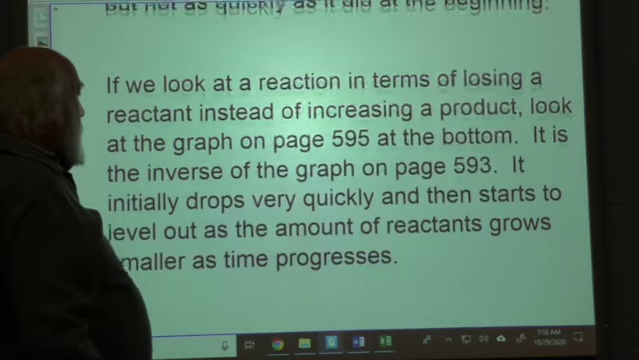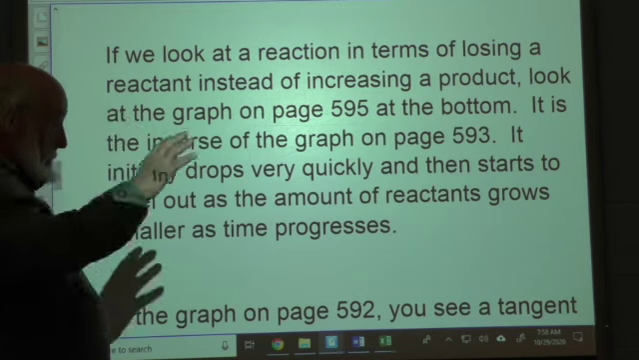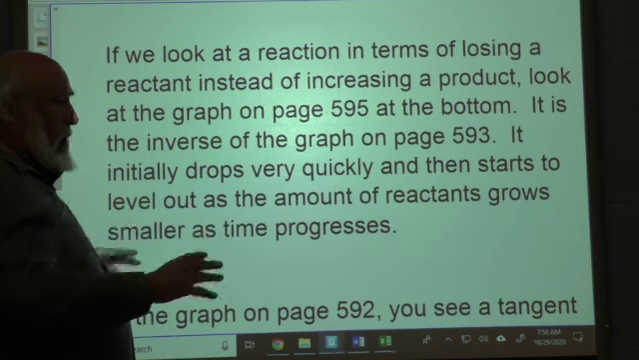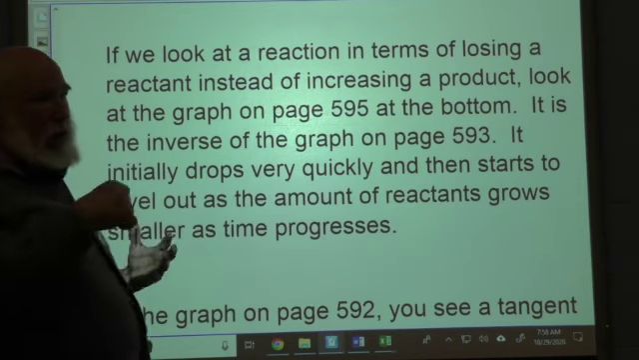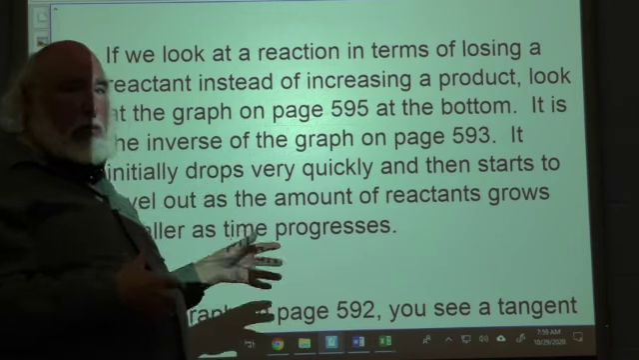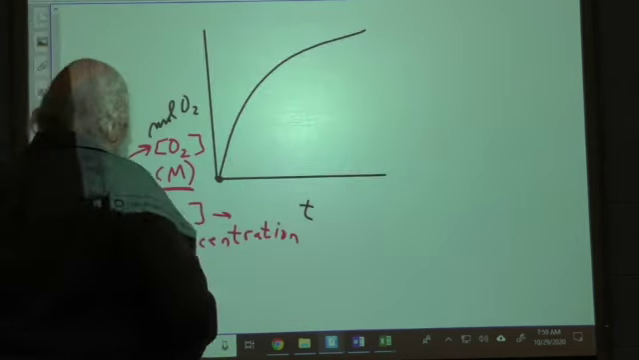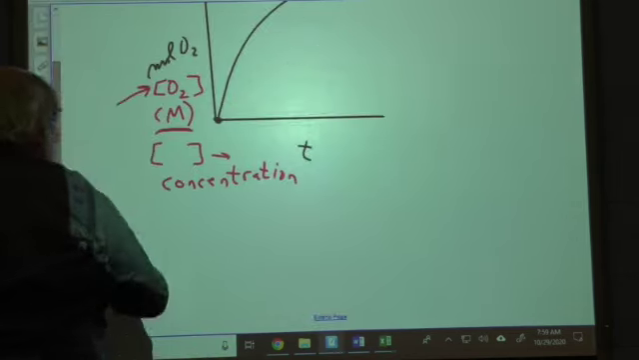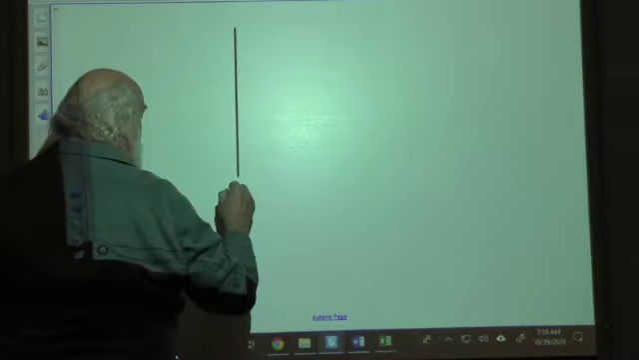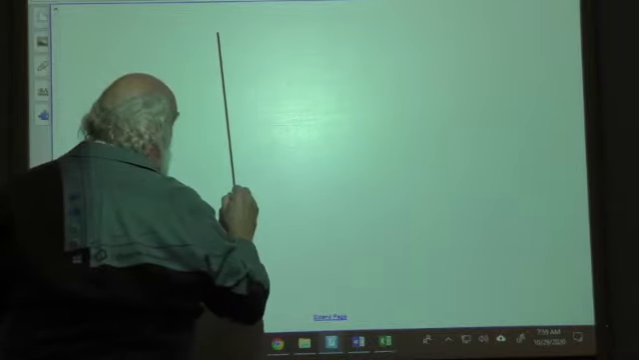Okay? So, take a look at the problem on page 595 towards the bottom of the page. They give you a graph of what it looks like when you focus on the reactants instead of the products being created, the reactants decomposing, going away. So that looks like this. Then like so. No, whatever.